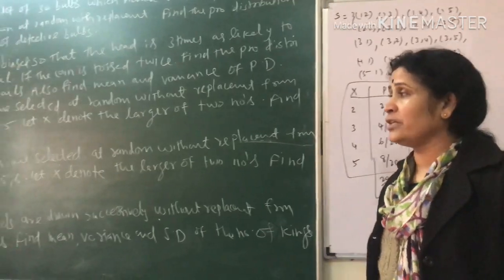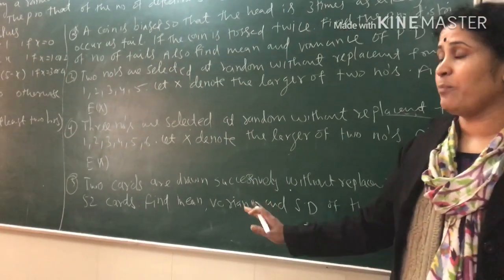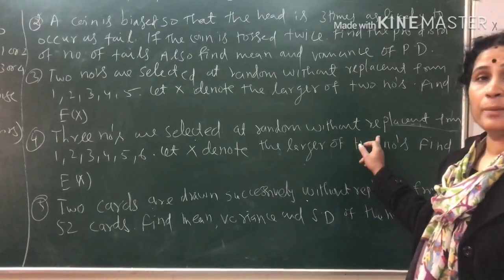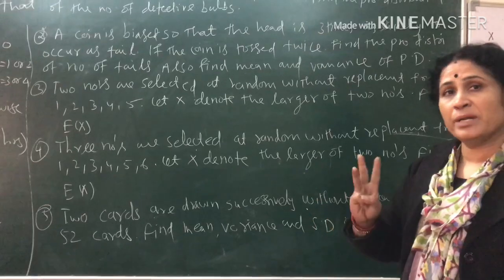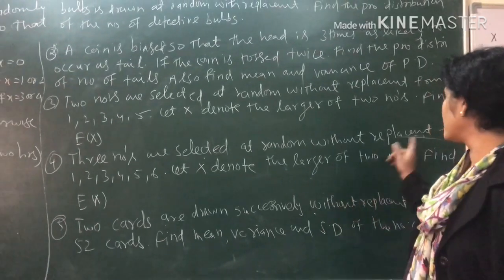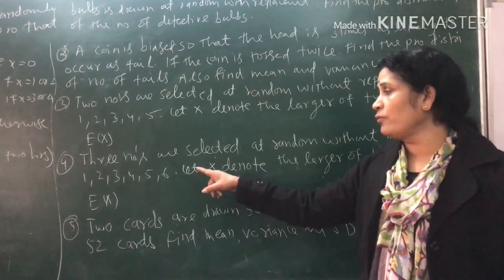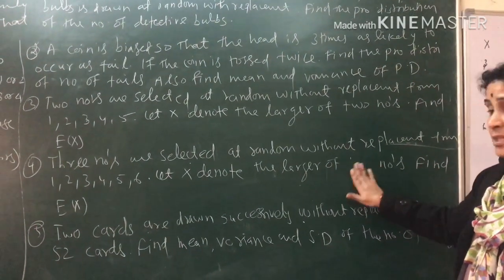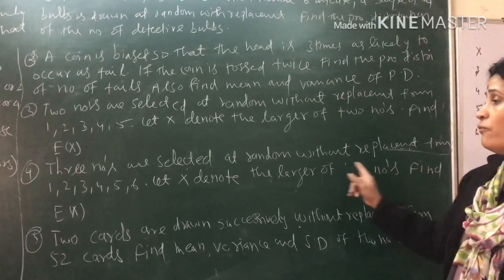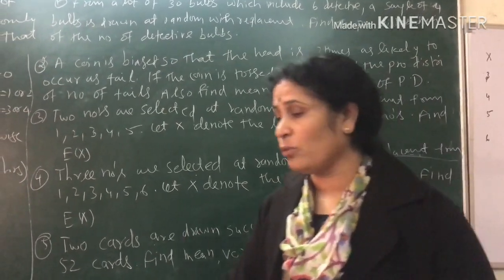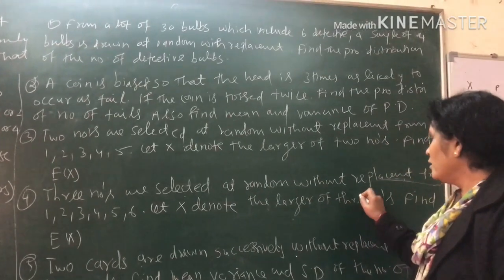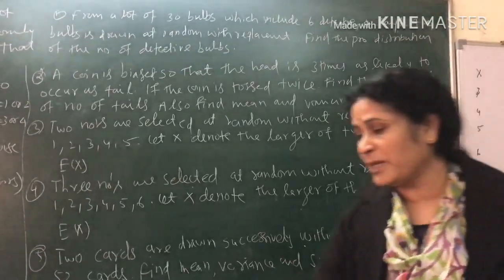Now the same question, but the question is changing now. See here, another most important question. 3 numbers are selected at random without replacement. Means again the same, but here we are selecting 3 numbers from 1, 2, 3, 4, 5, 6. Let X denote the larger of the 3 numbers. Find the expectation of X. What I told you, larger of 3 numbers.